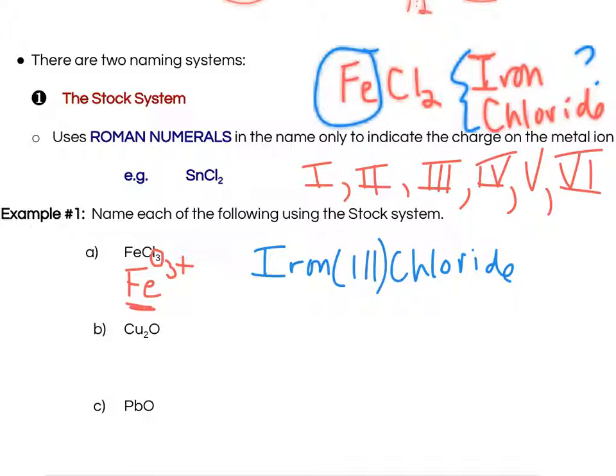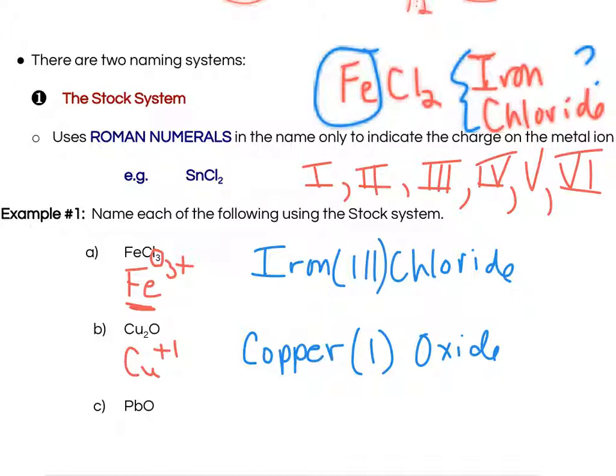Now, in the next example, I see that I have copper with a +1 charge. And so in this case, I'm going to call this copper, and then in brackets indicate to the reader that it's copper with a +1 charge, and then oxide.